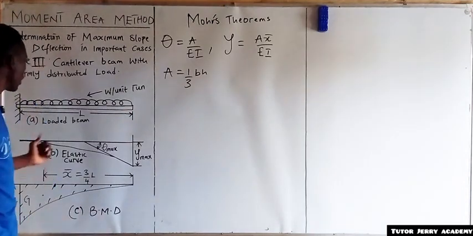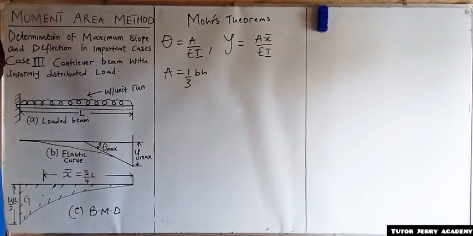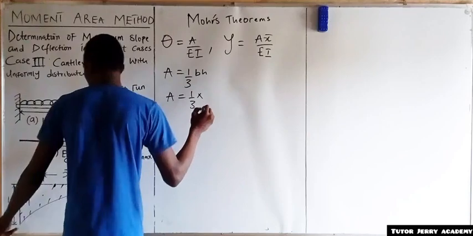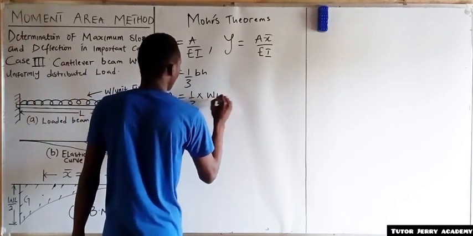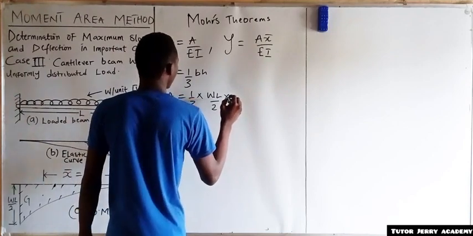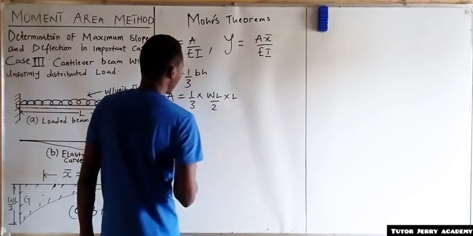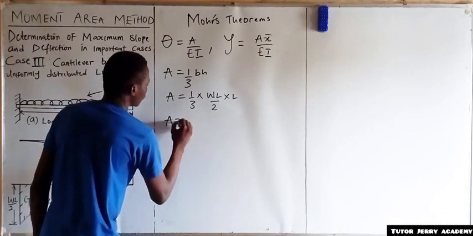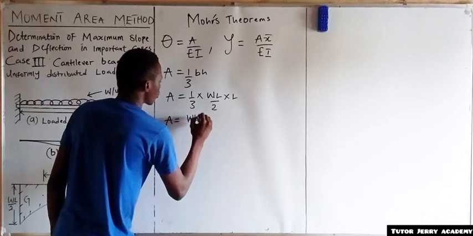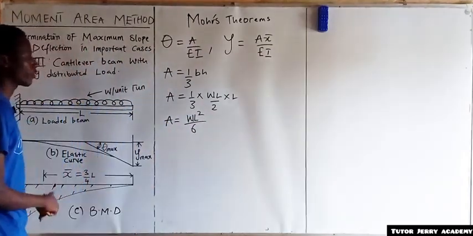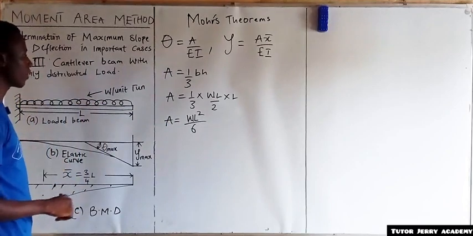Now for this beam, we know that the length is L and the height is WL over 2. This implies that area A will be equal to 1 over 3 multiplied by WL over 2 multiplied by the length, which is L. So A will be equal to WL square all over 6. This will be our area for this bending moment diagram.